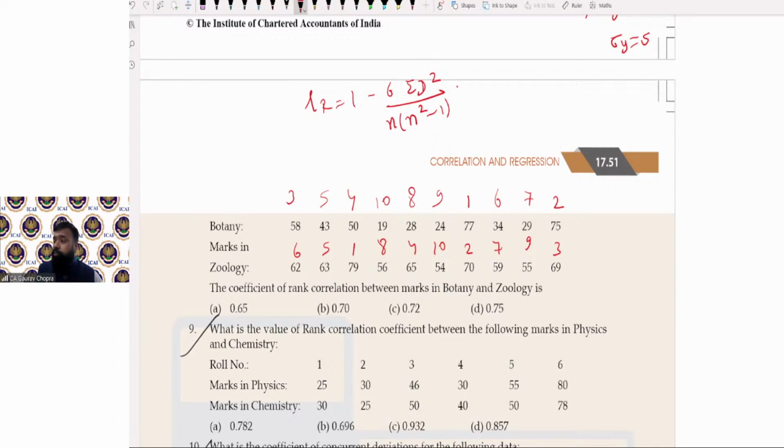Then Grisha is asking, if you have to find the correlation coefficient, which formula do we use? See, whenever you have to find correlation, some particular name will be written, whether you have to use Spearman's, concurrent deviation, or Karl Pearson. Some name will always be given, so accordingly you have to use the formula. If ranks are given, then use Spearman rank correlation. If nothing is given, then the best one is the Karl Pearson coefficient of correlation, that you have to use.